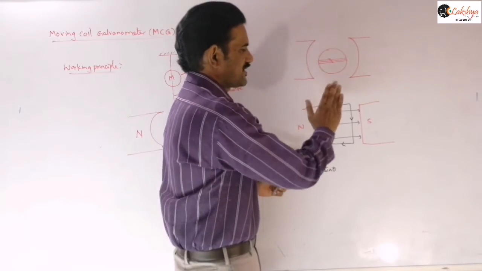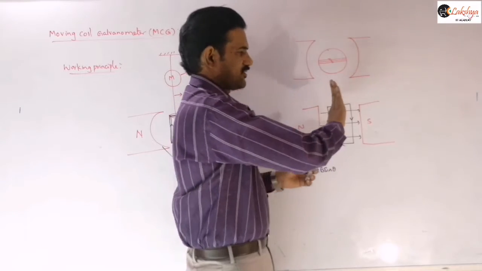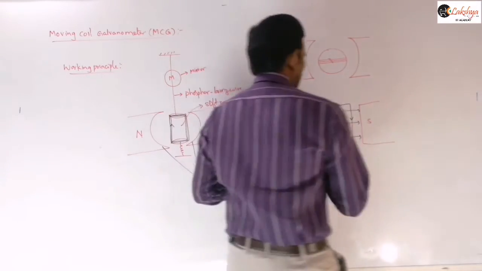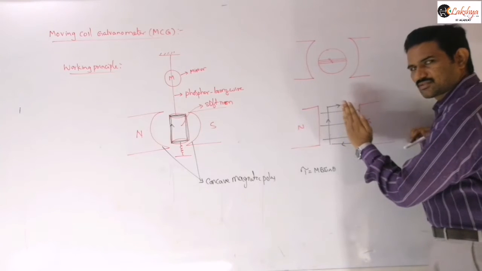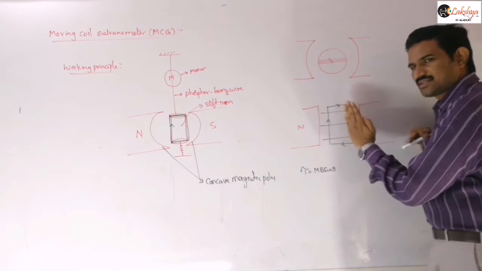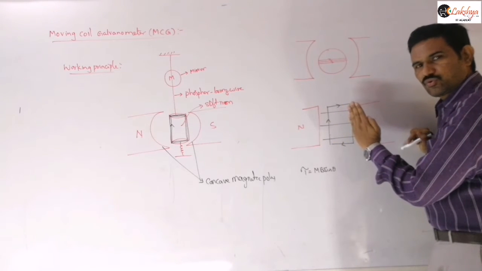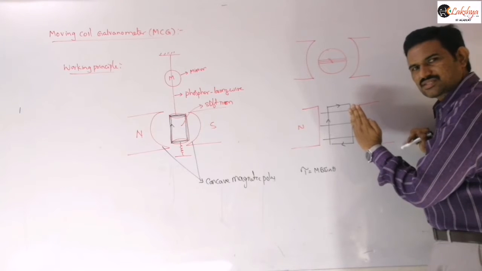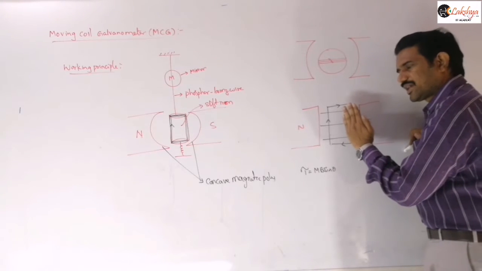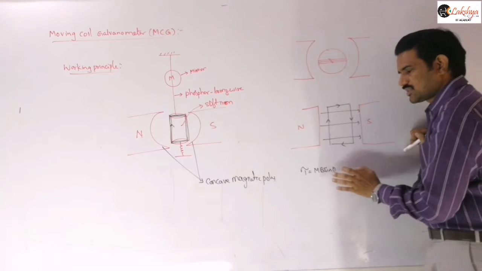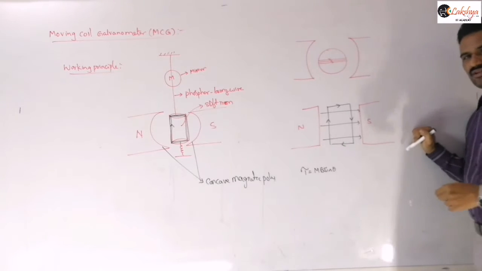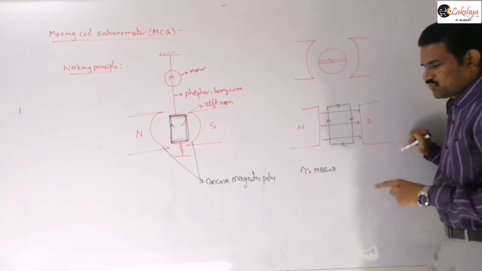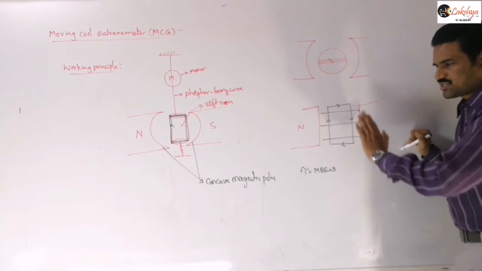Due to that, this coil will start turning like this. Initially the coil is in this plane, and now it starts turning. Once it starts turning, the angle between M bar and B bar goes on changing, decreasing, so the torque also changes. It reduces from this maximum value. The torque is maximum only when theta is equal to 90 degrees.